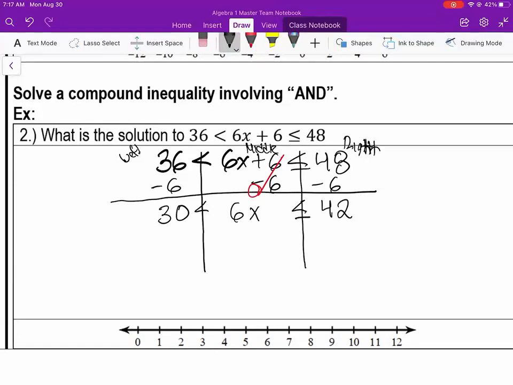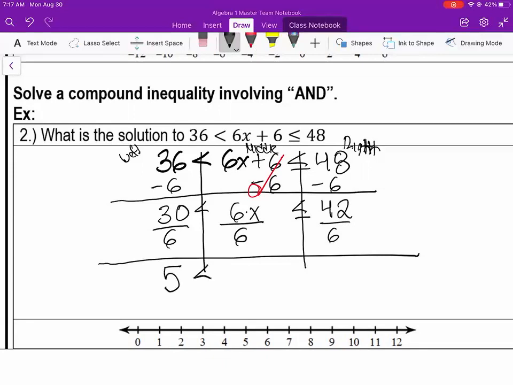All right. Now we got to get rid of that 6. So again, the 6 and the x, they're multiplying each other. So let's do the opposite of multiplication, which is division. So I'm going to divide by 6. And again, whatever I do in the middle, I'm going to do to the left and I'm going to do to the right. So I'm going to divide the left side by 6 and I'm going to divide the right side by 6 as well. I'm going to draw my line and let's just go ahead and do the math. Well, 30 divided by 6, that equals 5. And I'm going to bring down the symbol.